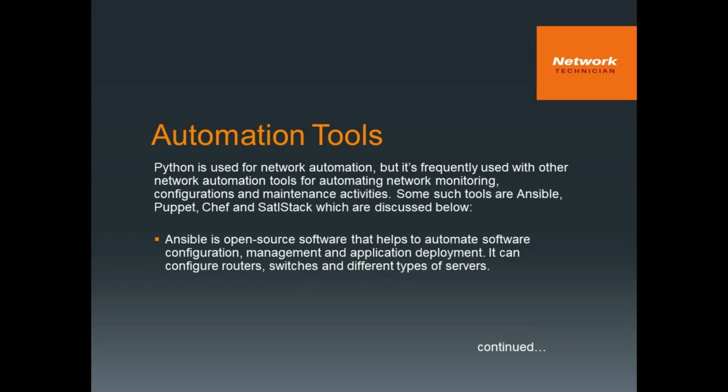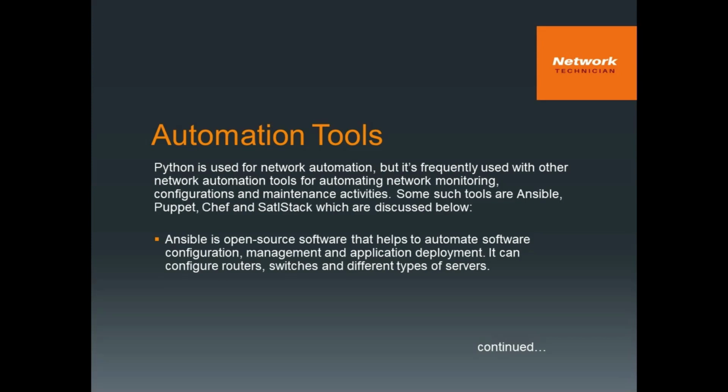Automation tools. Python is used for network automation, but it's frequently used with other network automation tools for automating network monitoring, configurations, and maintenance activities. Some such tools are Ansible, Puppet, Chef, and SaltStack, which are discussed below.